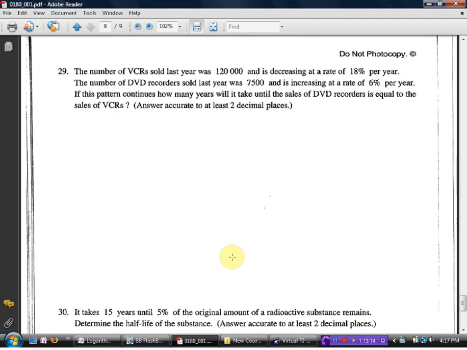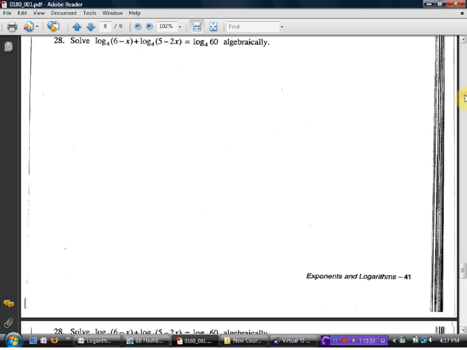Take a look at number 29 on the next page. The number of VCRs sold last year was 120,000 and is decreasing at a rate of 18% per year. The number of DVD recorders sold was 7,500 and is increasing at a rate of 6% per year. If this pattern continues, how many years will it take? I do like this question, but because it's got two, this is actually two word problems in one. I just noticed that. To save time, I'm going to find a different one.